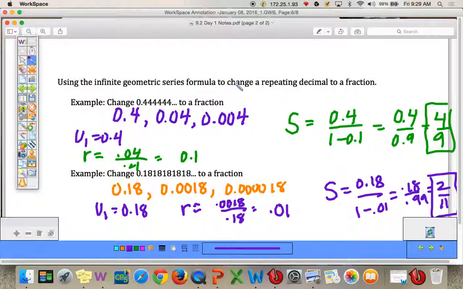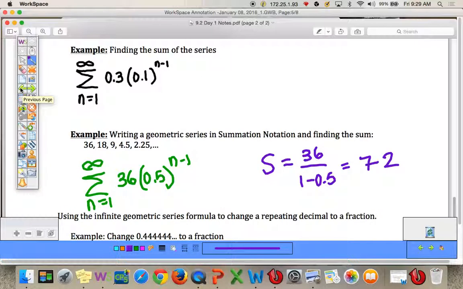So we learned a couple things this lesson, how we change repeating decimal to a fraction using our sum formula. And we also looked at summation notation, which has our starting value or rate of change to the n minus 1 power with the summation. It means add them all up from the first term to infinity.